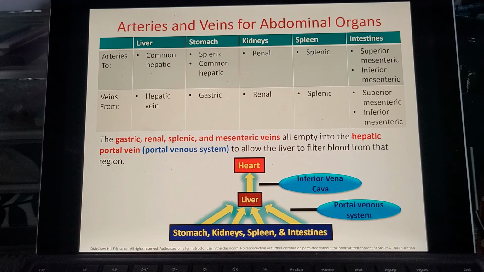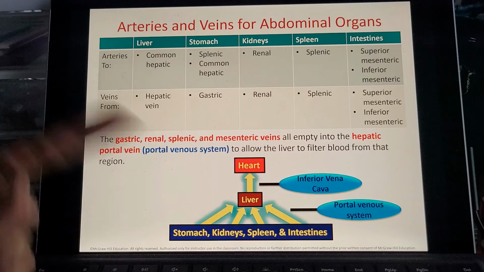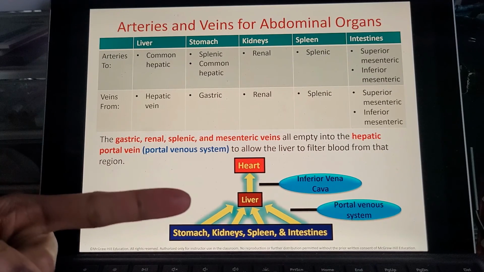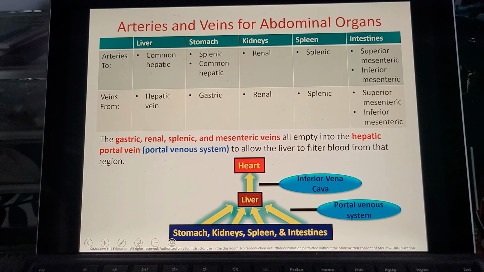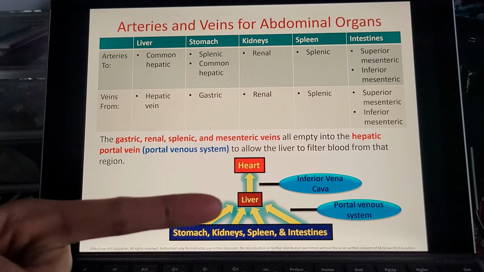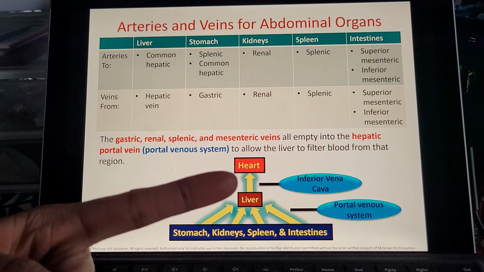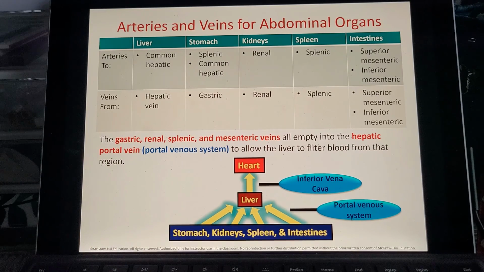And so from these veins, from these large abdominal organs, it goes into your portal venous system. This is how our liver is able to store up a lot of those nutrients that we have digested. It's because all that blood goes to the liver, so the liver can do its job. It also helps with our detoxing of stuff that we have, like drinking or medications taken. So that portal venous system is taking the blood to the liver, and then from the liver you use the inferior vena cava to get it back towards the heart.